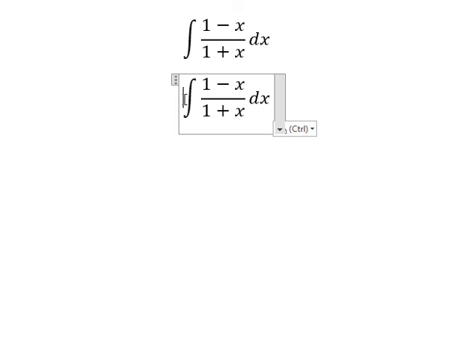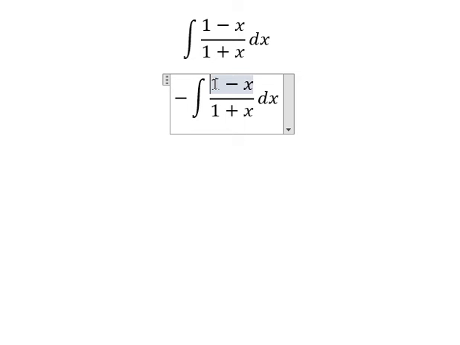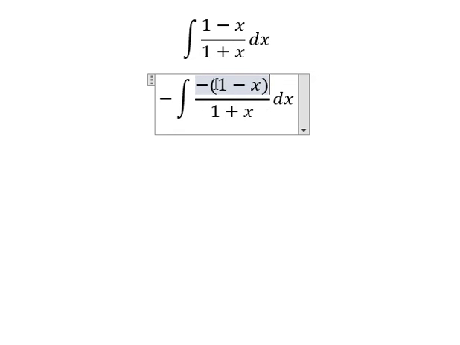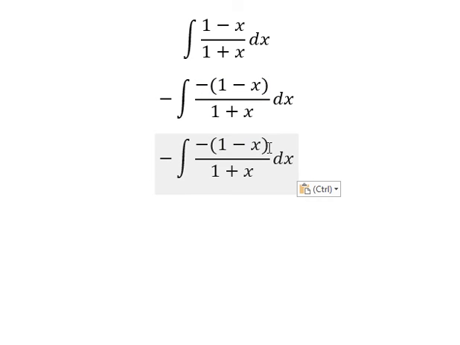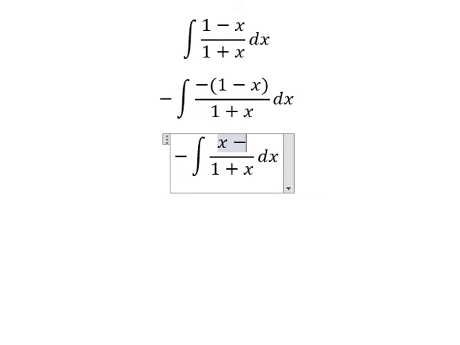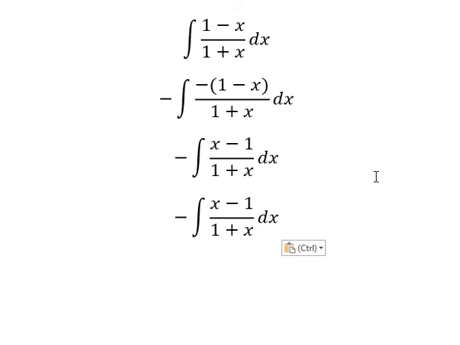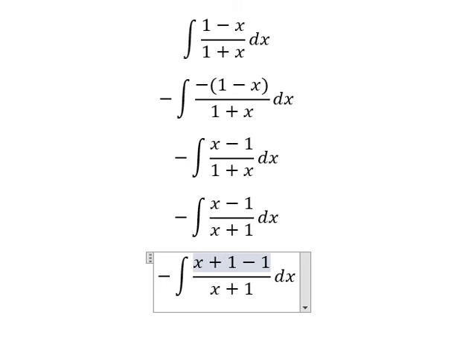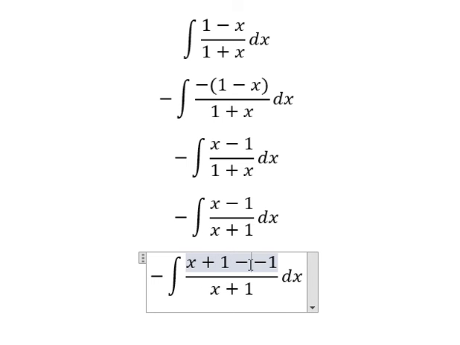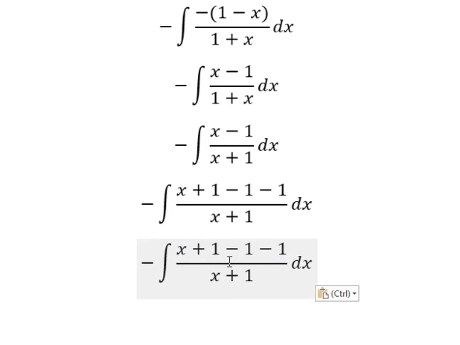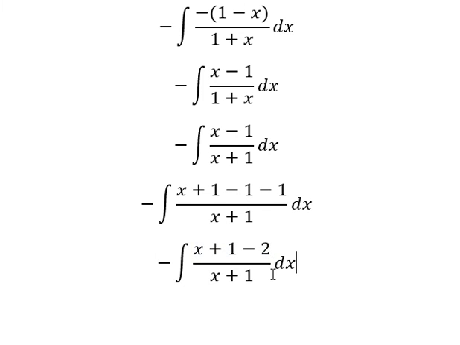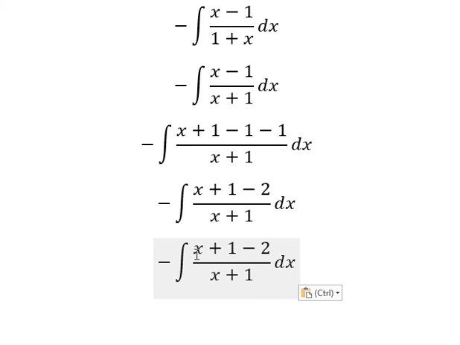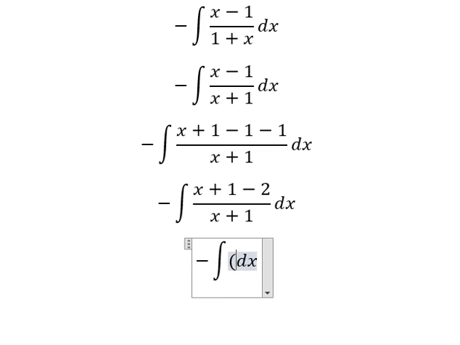I will put the negative on numerator and denominator. So this one will change the sign. This one I can put x plus 1. So we need to add number 1. Later that we need to minus number 1. This one we have negative number 2. X plus 1 divided by x plus 1, we have number 1.